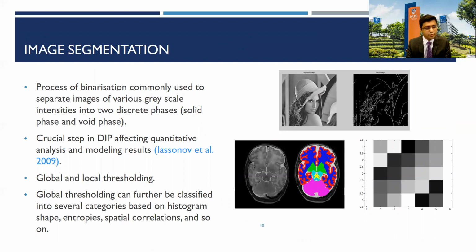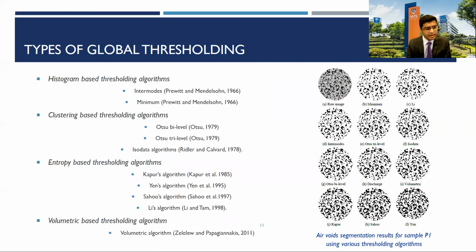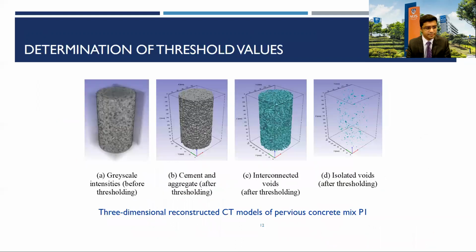It is the process of binarization commonly used to divide images of various grayscale intensities into 2 different phases. It can be classified into global and local thresholding. Even the global thresholding can be divided into multiple categories like histogram, clustering, entropy, and volumetric methods. The figure on the right shows the air void segmentation results for sample P1 using various thresholding algorithms. In this, the black color represents the void phase and white represents the cement and aggregate phase.